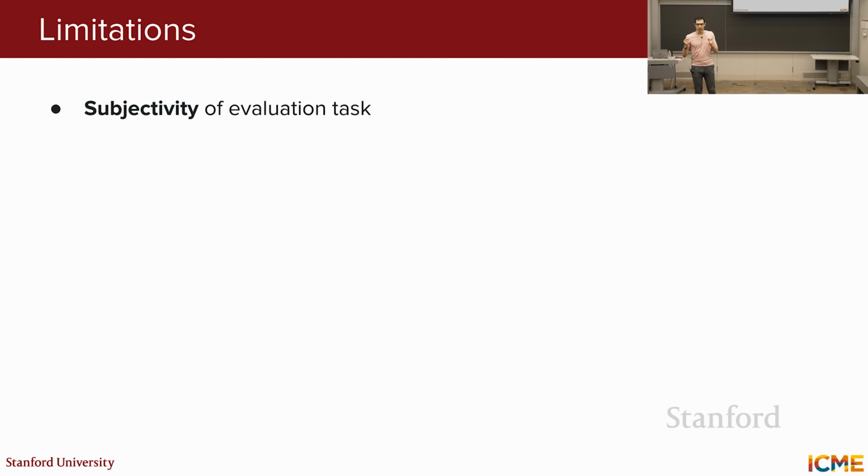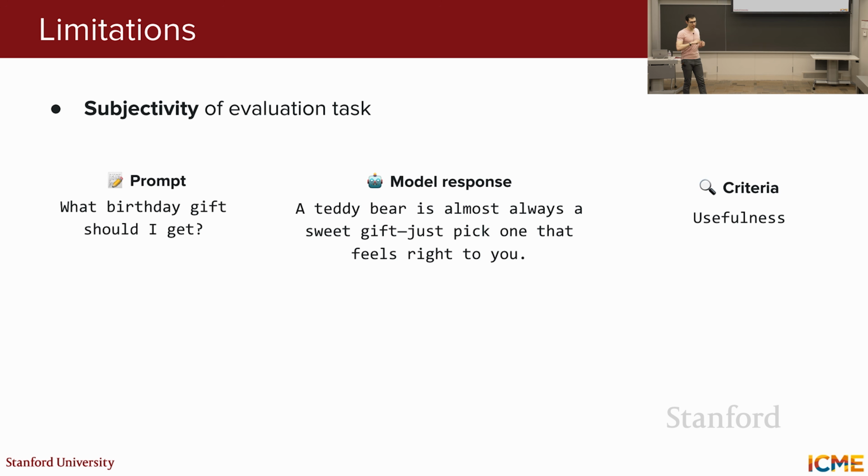So if you remember, the LLM outputs are really free-form, and there may be cases where even human judgment is fuzzy because maybe the rating task in itself is subjective. So let's take the following example. Let's suppose I ask my LLM, what birthday gift should I get? And let's suppose the LLM responds with, a teddy bear is almost always a sweet gift, just pick one that feels right for you. So let's suppose I want to evaluate this response with respect to the usefulness dimension.